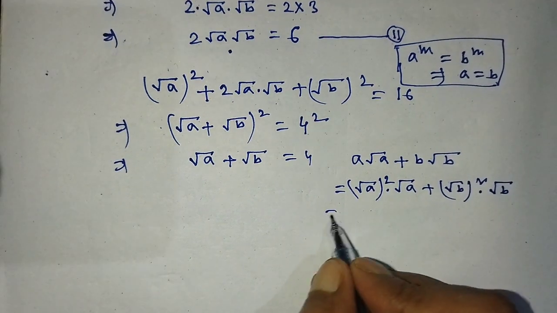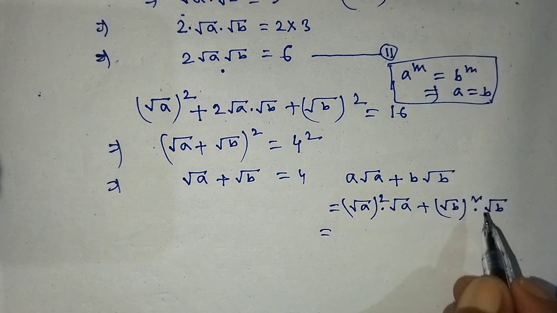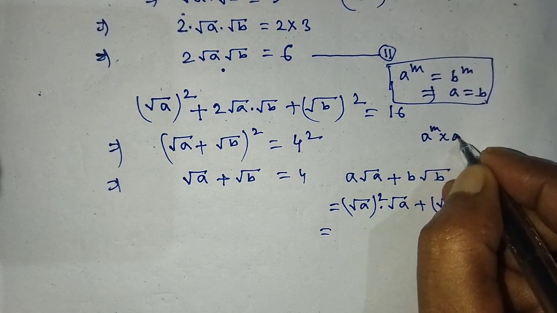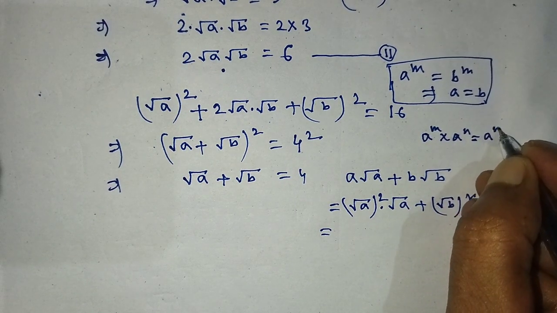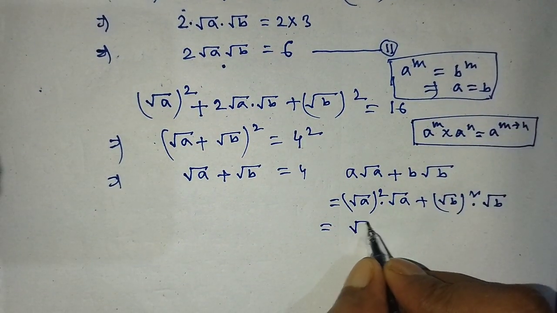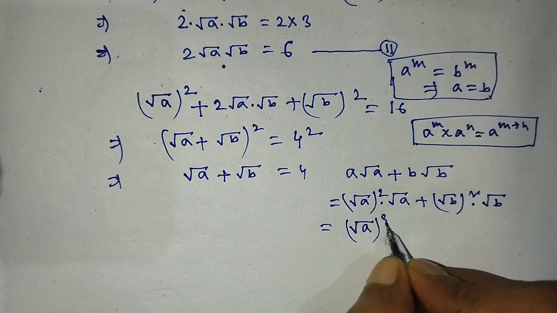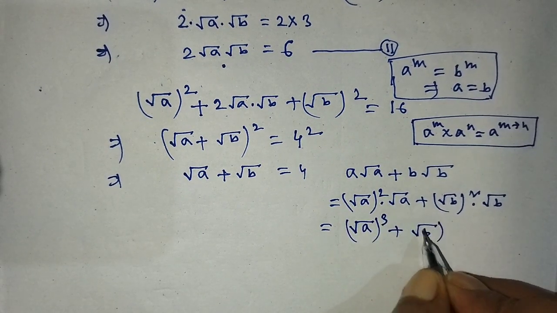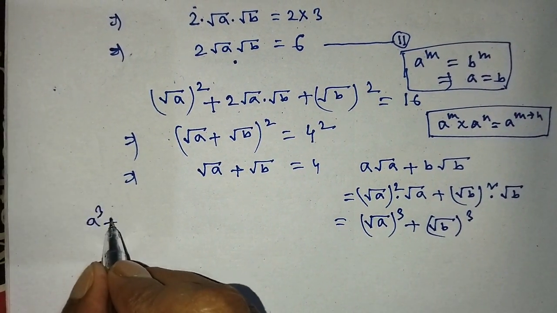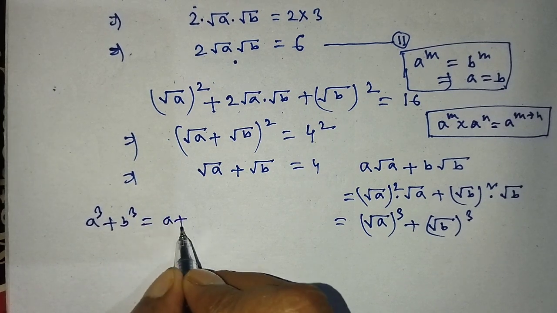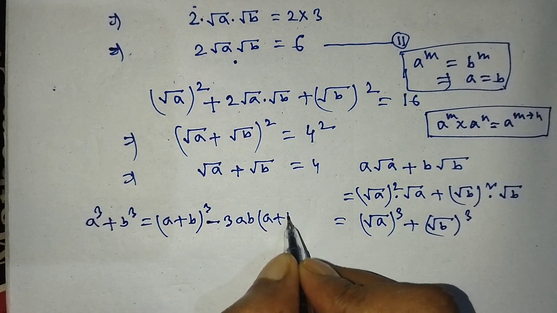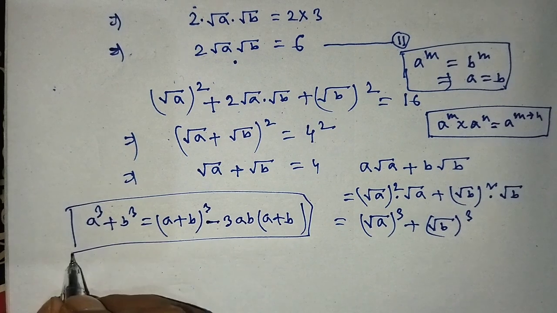Okay, so student, to simplify this algebraic expression we have to apply the formula a to the power m into a to the power n is equal to a to the power m plus n. So this formula we have to apply on this algebraic expression. So we can write here root a whole to the power 3 plus root b whole to the power 3. Okay, so student, after that we have to apply the formula a cube plus b cube is equal to a plus b whole to the power 3 minus 3ab into a plus b. So this formula we have to apply on this algebraic expression.